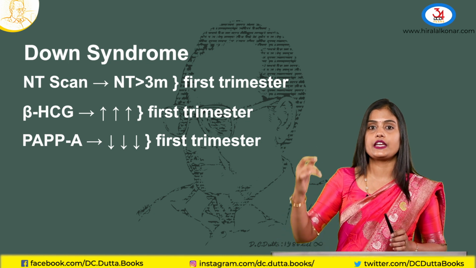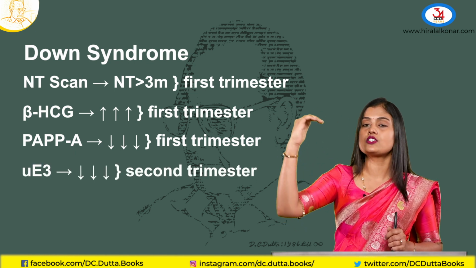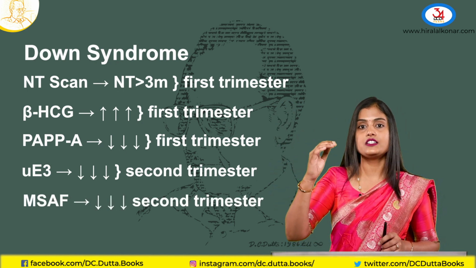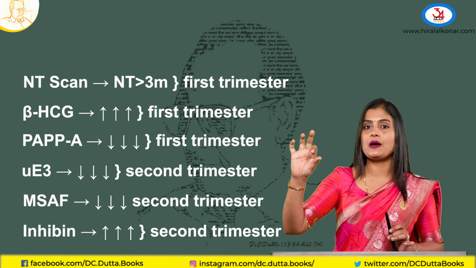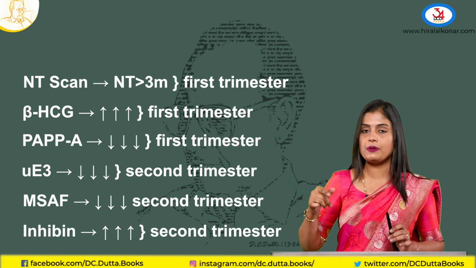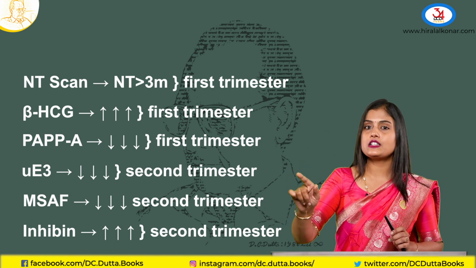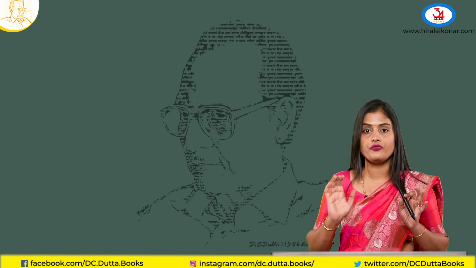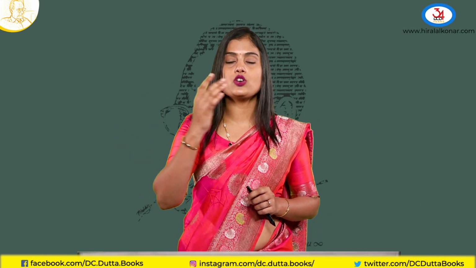Now coming to the second trimester screening. In the second trimester, what will you do? Firstly, you will do a triple marker. Triple marker includes beta HCG, which is already raised as we saw in the first trimester. Secondly, unconjugated estriol, which is reduced. And thirdly, maternal serum alpha fetoprotein, which is also reduced. So this is all in your triple marker. Now adding to that is inhibin in your quadruple marker. Inhibin is also raised. So of the four, beta HCG and inhibin are raised, whereas maternal serum alpha fetoprotein and unconjugated estriol are reduced in a Down syndrome fetus. These findings are very important and necessary for you to know. So now you know the different investigations and their results in Down syndrome.